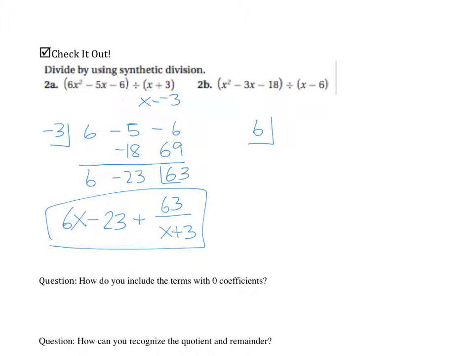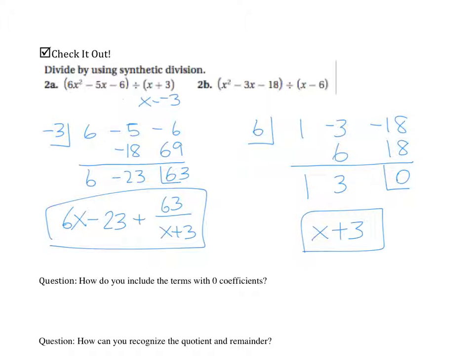Again, x minus a, so my a is 6. Terms go 1, negative 3, negative 18. Bring down, multiply, add, multiply, add. So in this case, I have a 0 remainder, which means I won't have a number over top of that divisor. So this will just strictly be x plus 3.